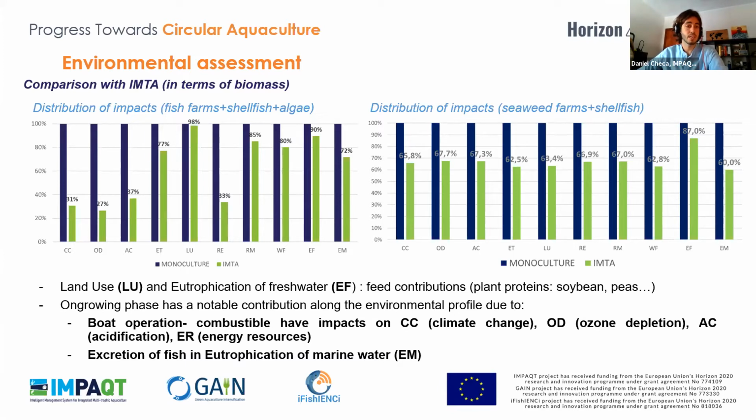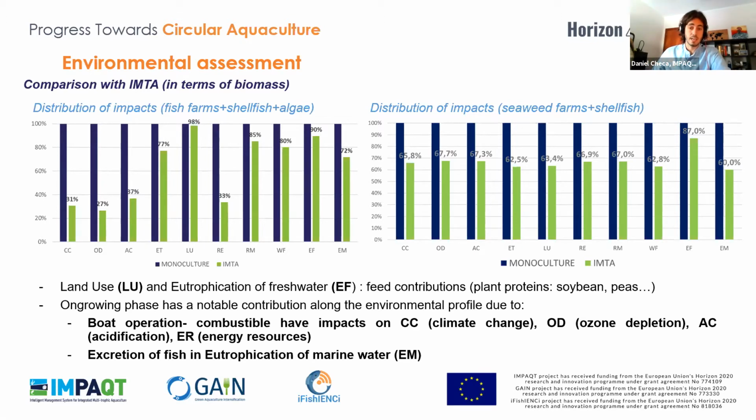So you have here the impacts of the monoculture scenario and how the impacts change after applying the IMTA. The impact categories selected were climate change, ozone depletion, acidification of terrestrial and freshwater, ecotoxicity of freshwater, land use, resource use in energy terms, resource use of minerals and metals, the water footprint, and finally freshwater eutrophication and marine eutrophication.